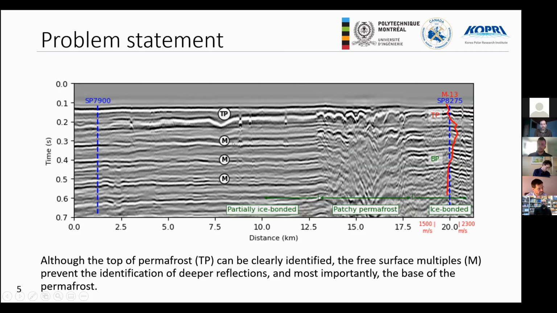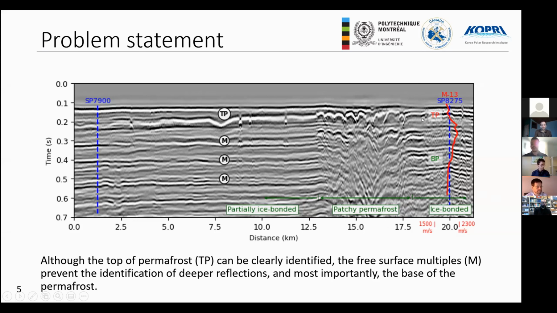But below the top of the permafrost, what we obtain is multiples that are hiding the identification of deeper reflections. For example, we cannot see anything that can be related to the base of the permafrost. From previous studies in the area, we know that we have ice-bonded permafrost from 18 kilometers upward, and partially ice-bonded permafrost from 13 kilometers downward. Between both of them, we have many diffractors, and we associate this zone with patchy permafrost.